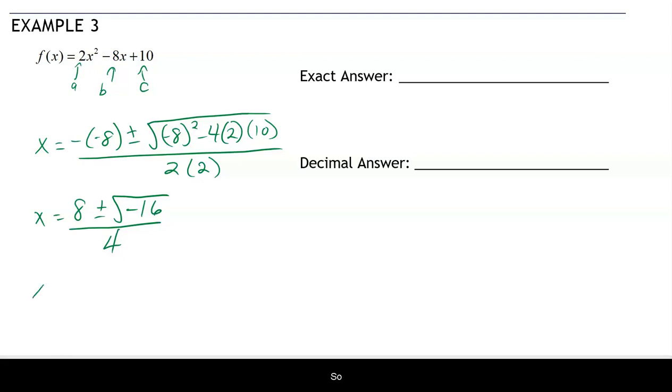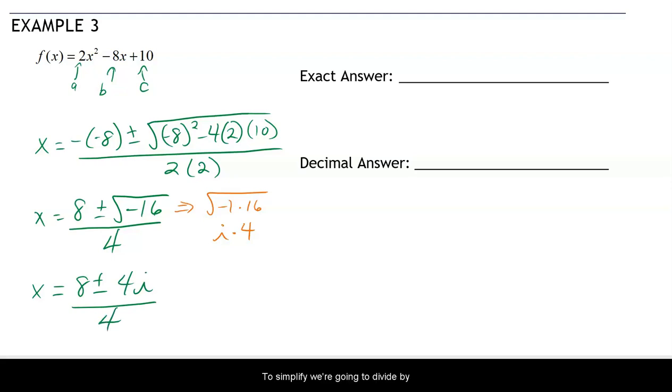So x would equal 8 plus or minus. Now, we can take the square root of 16, and since we have a negative, it's also going to be an imaginary. So the square root of negative 1 would be i, and the square root of 16 would be 4. So in my simplified formula, I would end up with 8 plus or minus 4i over 4.